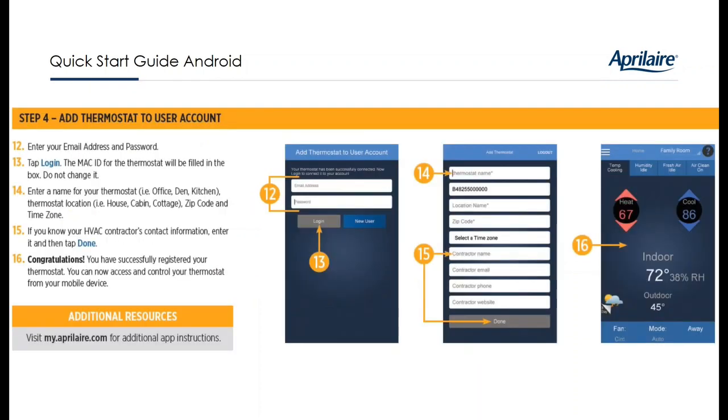Then that is literally it. Now it's just a process of simply adding in the thermostat name, location name, zip code, contractor information, then you're done. Then you can view and make changes to the thermostat. If you have any problems with this, call our tech support group or go to my.aprilaire.com for assistance. But we're happy to help you. We've all got Wi-Fi thermostats in our house. We've all gone through this process, and we're happy to help you get your thermostat connected.